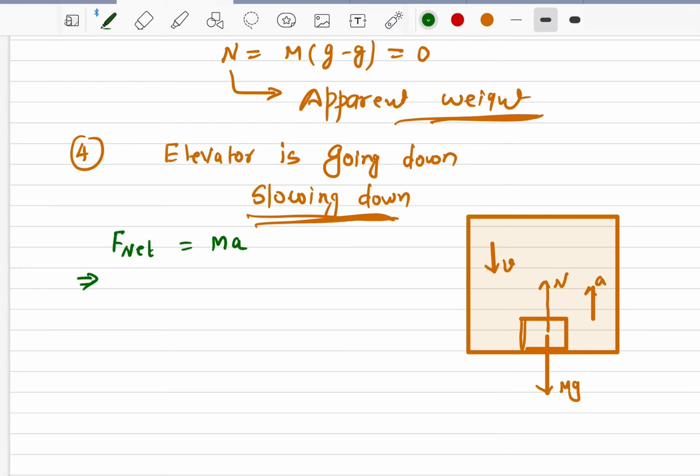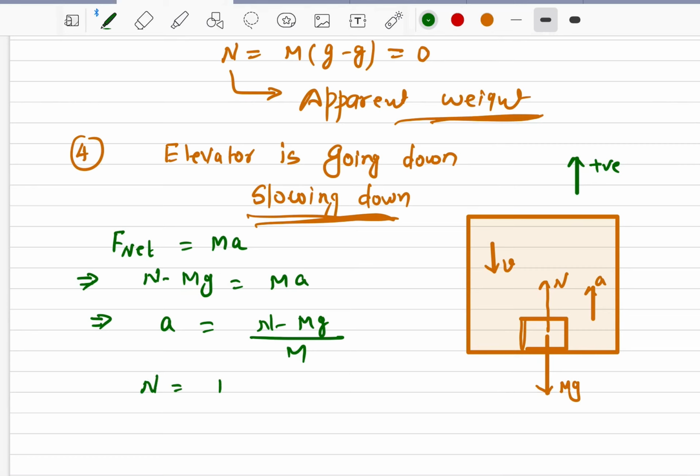What is the net force here? Again, I'm calling all my upward directions to be positive. So it will be N minus mg equals m times a. A here is positive. So I can solve for a, which is N minus mg divided by m. Or I can also solve the above equation for my normal force, which will be m times g plus a. And this is again a beautiful equation now. The N is equal to m times g plus a.